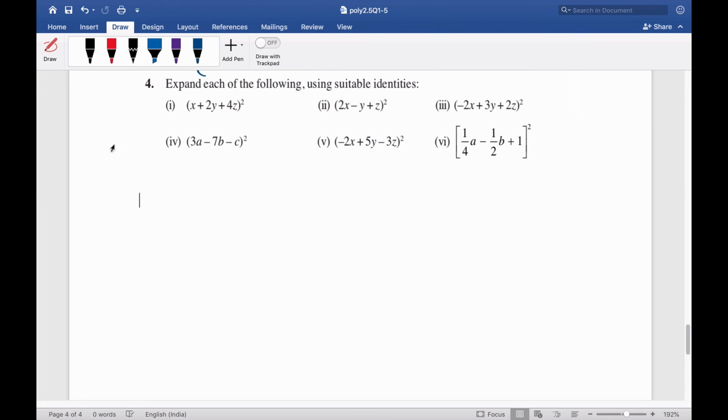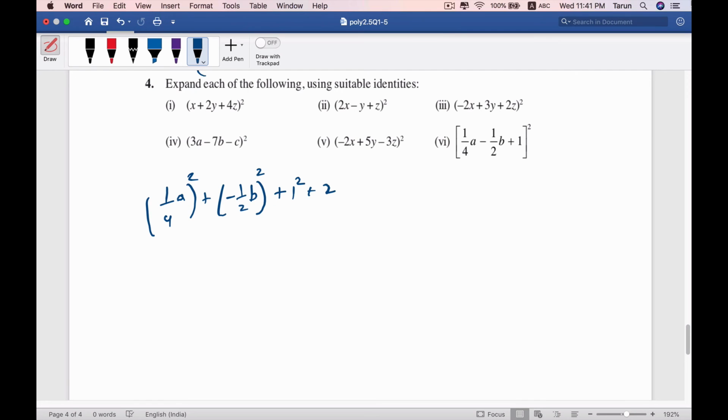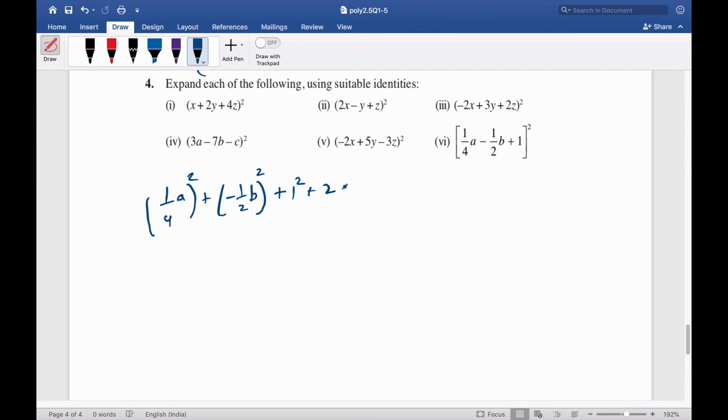Part 6, let's try and solve it here. So I will get (1 upon 4a)² + (−1 upon 2b)² + 1² + 2 into 1 upon 4a into 1 + 2 into 1 upon 4a into (−1 upon 2b) + 2 into (−1 upon 2b) multiplied by 1.